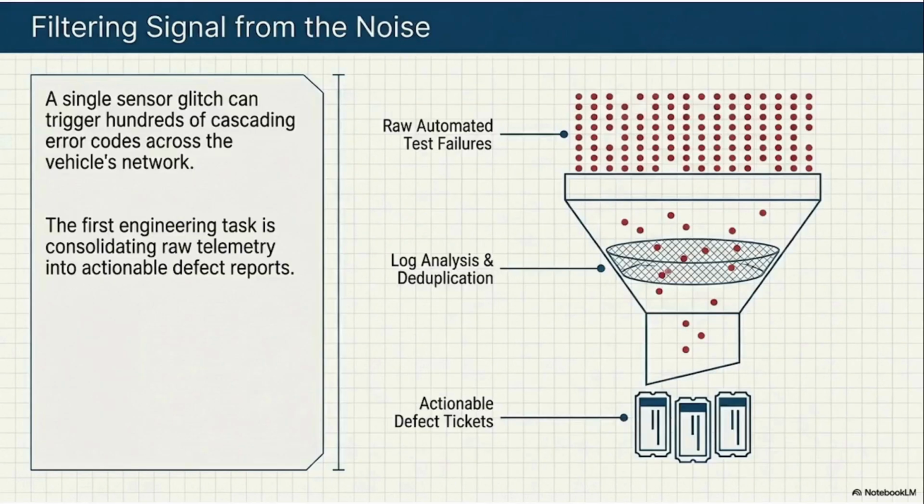In a vehicle's neural network, a single glitch can trigger hundreds of cascading error codes. The first engineering task is filtering that noise. We use log analysis and deduplication to consolidate raw telemetry into something we can actually work with: actionable defect tickets.